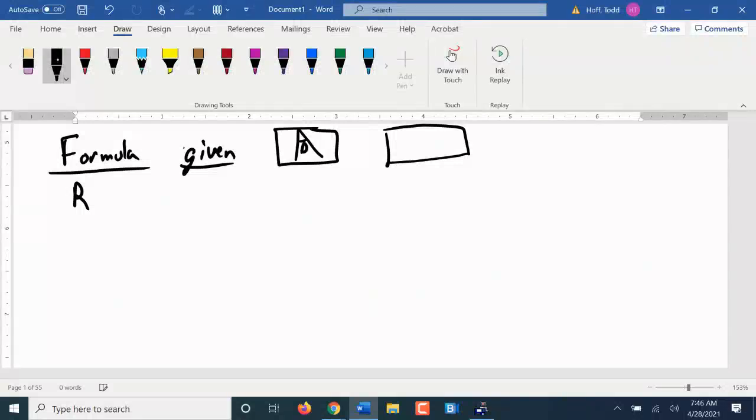Angle we'll call angle D. This angle here I'll call angle B. Given those angles D and B, the angle of rotation is the inverse tangent of tangent of angle D over tangent of angle B.